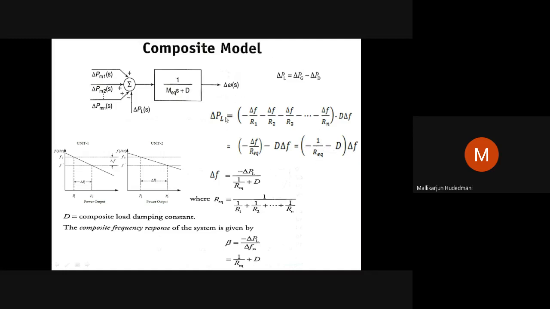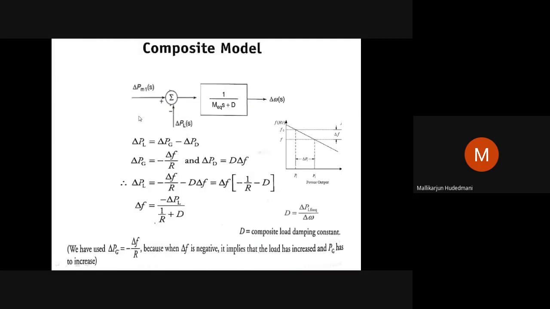And this is called the change in demand. Take this minus out and put it on the other side. Therefore, what is delta F? The frequency deviation experienced by a composite model for a change in load. That is what I wanted to convey.